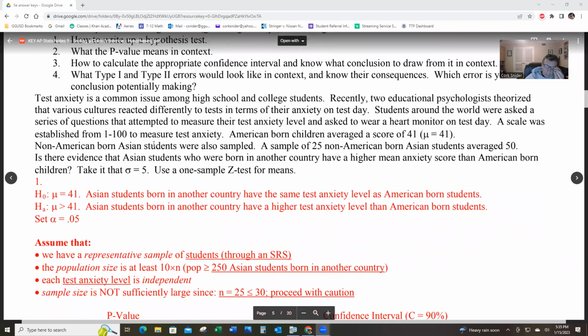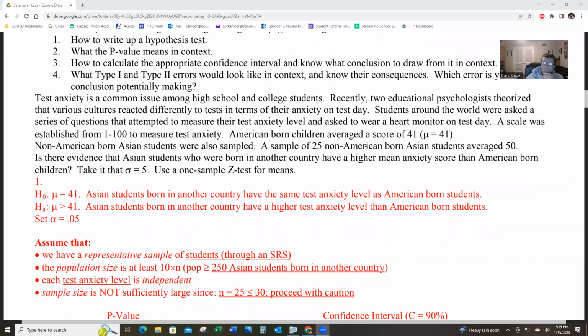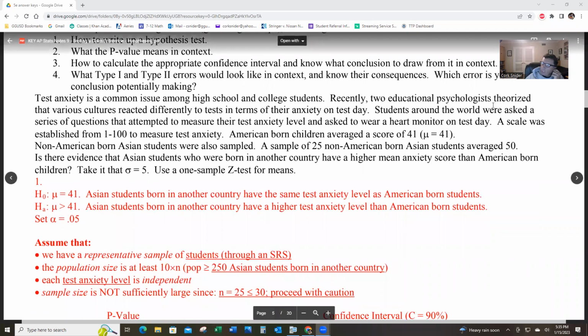Test anxiety is common among high school and college students. Recently, two educational psychologists, yes, there is a job called educational psychologist, which is kind of interesting, theorize that various cultures react differently to anxiety. I think we kind of know that. Students around the world have really high stakes tests. The United States really doesn't, because if things go wrong in high school, you can simply go to a junior college. It's not like it's your only shot. So other countries have tests that are really, really high stakes, and it almost defines their future. So there's a lot of pressure.